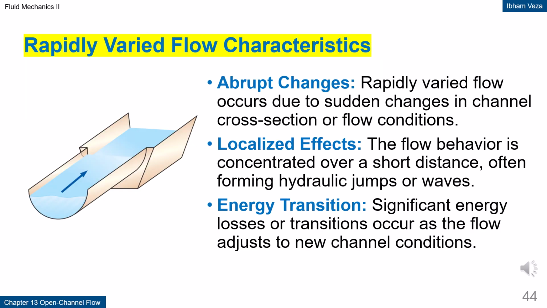Rapidly varied flow characteristics. Rapidly varied flow occurs when there is a sudden change in geometry or flow conditions. These changes are usually localized over a very short distance. The most common examples are hydraulic jumps and wave formation. In this region, the hydrostatic pressure assumption is no longer valid. This phenomenon is accompanied by large energy losses and strong turbulence.